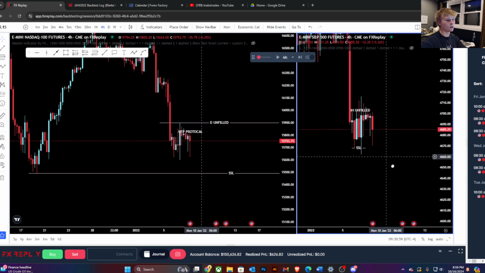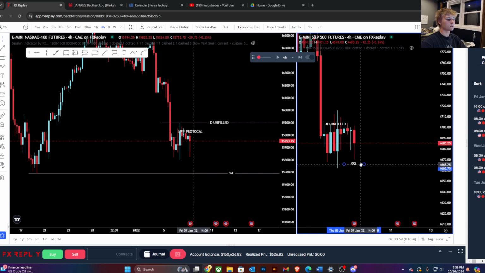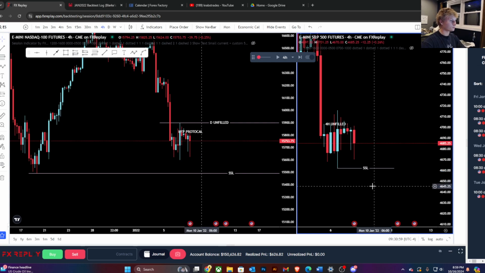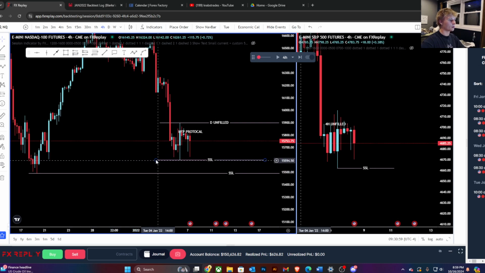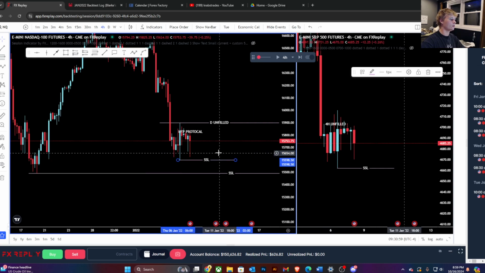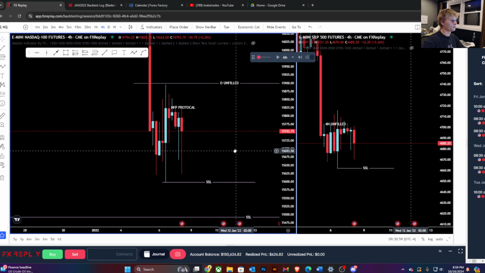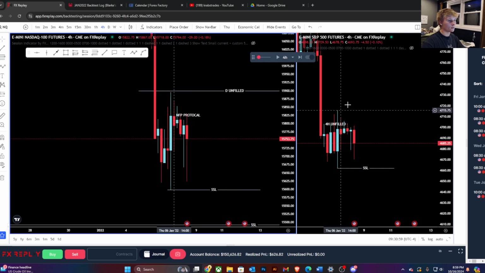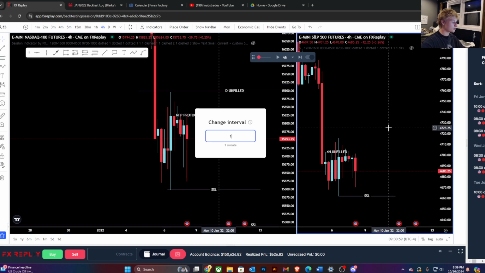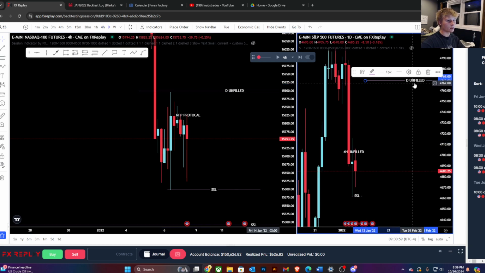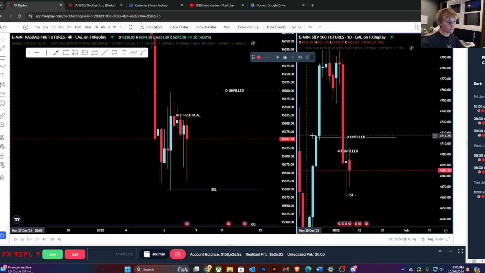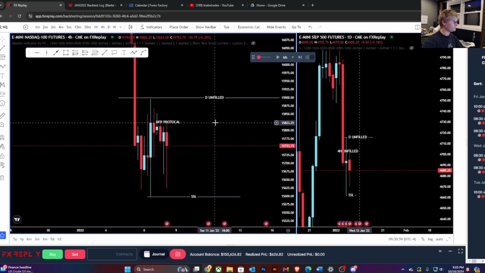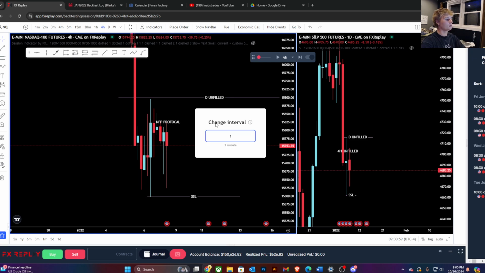Let's look at the 4 hour, see what it's telling us. Sell side liquidity, marking this up on ES and NQ. But yeah, this looks pretty correlated. Let's see the daily here on ES. Right there. Keep that marked up. Let's hop on the hourly.